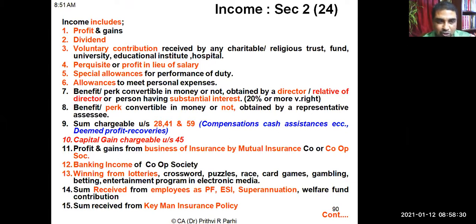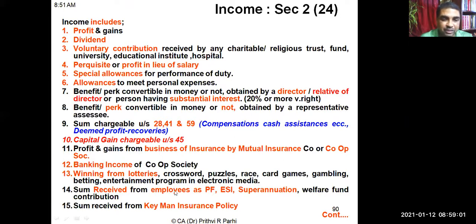Capital gain is also an income. Profit and gains from business of insurance by a mutual insurance company or mutual insurance cooperative society is also an income. Banking income of a cooperative society is also an income. Winnings from lotteries, crosswords, puzzles, races, card games, gambling, betting, entertainment programs in electronic media. All these receipts are income.